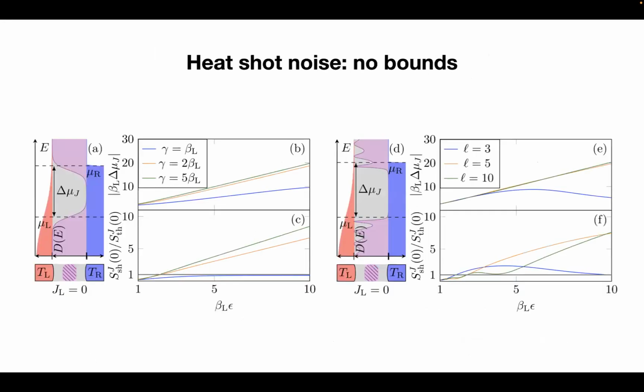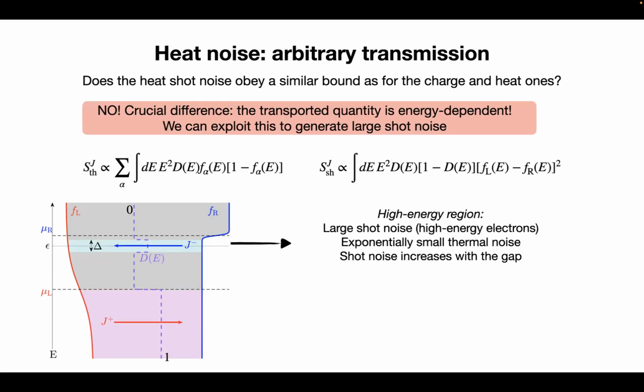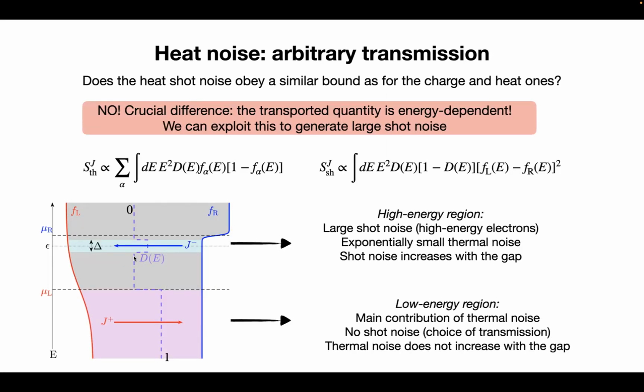So the point is that now if I increase this gap here, just by exploiting this E² factor, I will increase the contribution of the thermal noise because I'm moving towards higher and higher energy. And this part here will instead remain kind of constant. And so that's why the thermal noise will be independent of this gap, whereas the shot noise will increase.